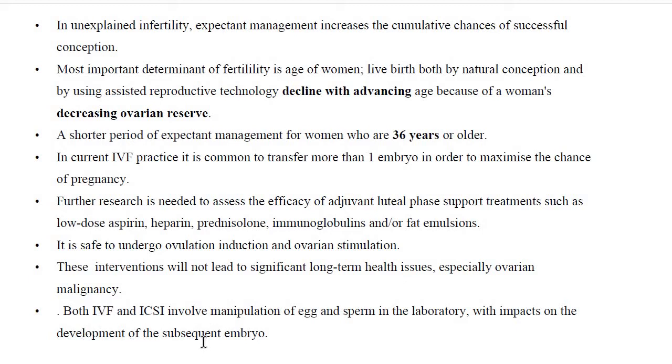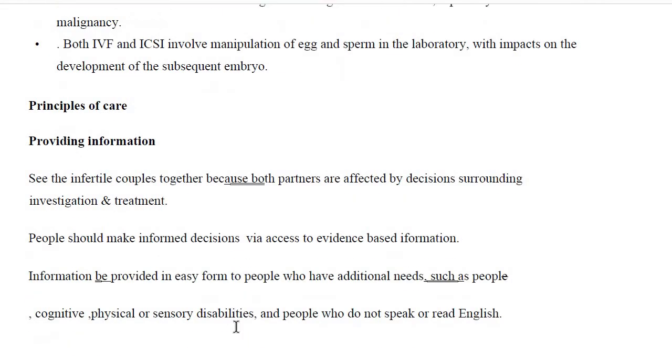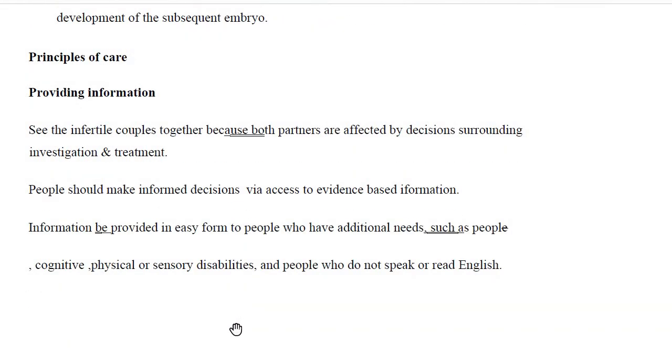Both IVF and ICSI involve manipulation of egg and sperms in the lab with impact on the development of the subsequent embryos. Because we are doing it outside the body, there can be damage to the zona pellucida. There can be changes in the sperms and in the ovum, which right now maybe we don't have the capacity to assess.